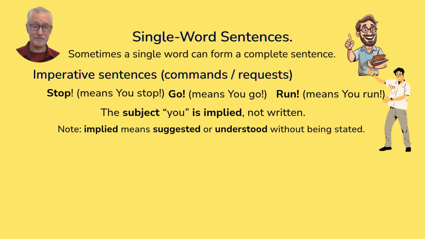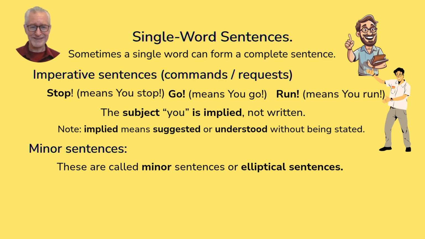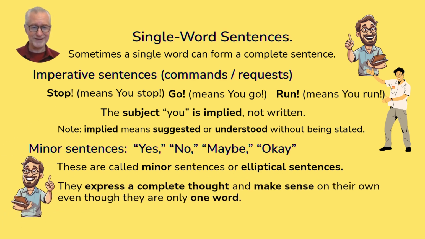The second example of single word sentences are called minor sentences and sometimes elliptical sentences. And these are answers to questions. Yes, no, maybe, okay. They express a complete thought and they make sense on their own, even though they are only one word. So we can have single word sentences in the case of imperative sentences, which are commands and requests: stop, go, run, and minor sentences, such as the answer to questions: yes, no, maybe, okay.